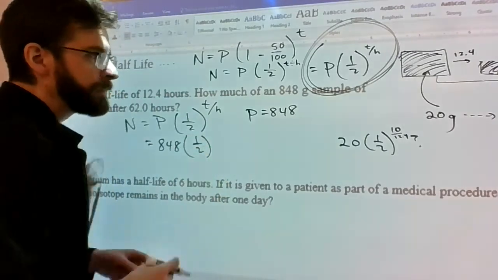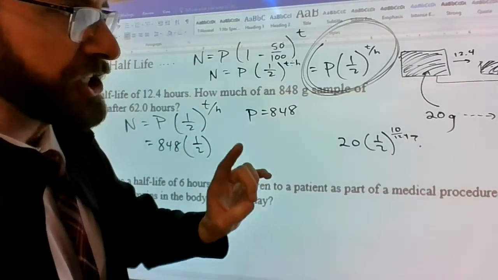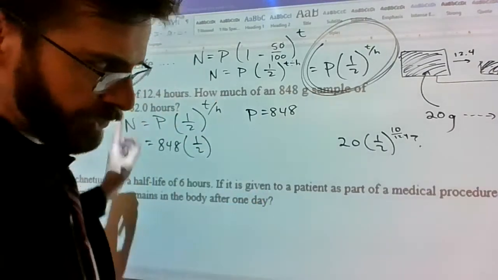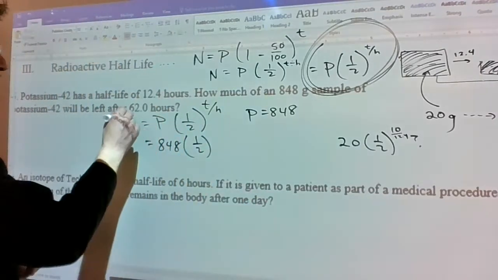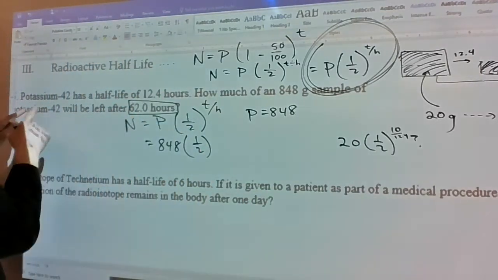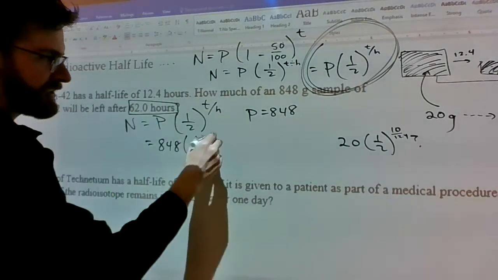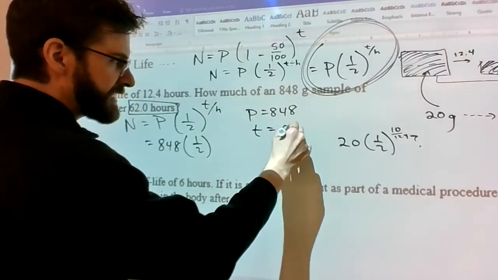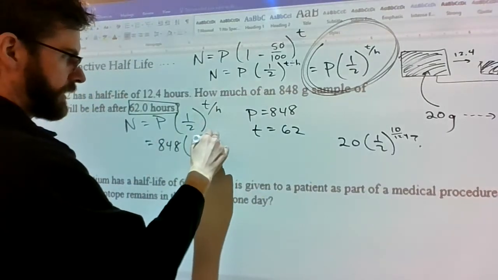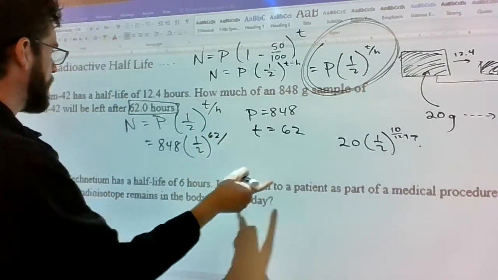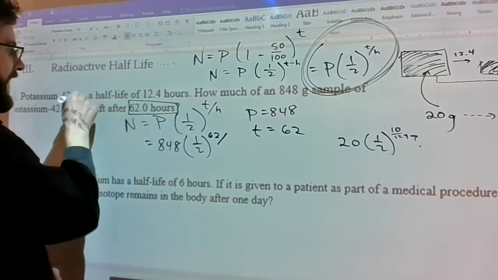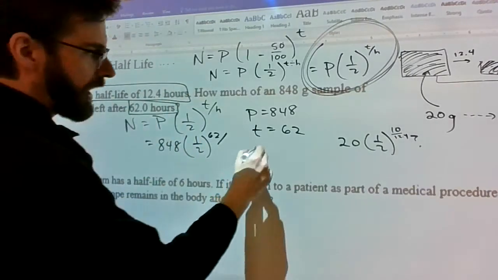The t value, that's asking how much time is elapsing where you're computing how much is left over. That's this right here. How much of it will be left? How much of it will remain after 62 hours? The t equals 62, but then you're dividing that by the half-life, which is 12.4 hours.